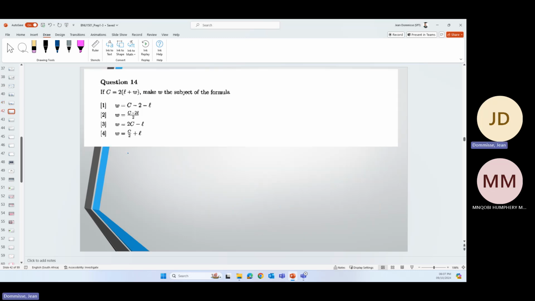Okay, another thing that will definitely be there in the exam will be a question where you need to change the subject of a formula. What normally happens is that it is formulas that you are familiar with. So if you look at this formula, 2 times length plus width, that is basically the formula of a perimeter. A perimeter of a rectangle would be length, width, length, width, so it's 2 times length plus width. Okay, so it's normally formulas that you are familiar with.